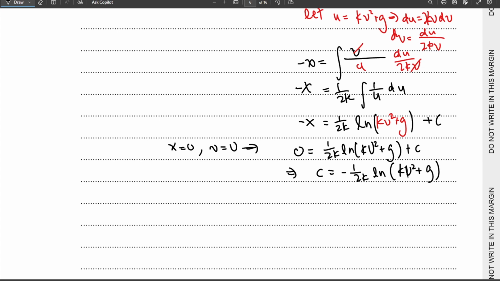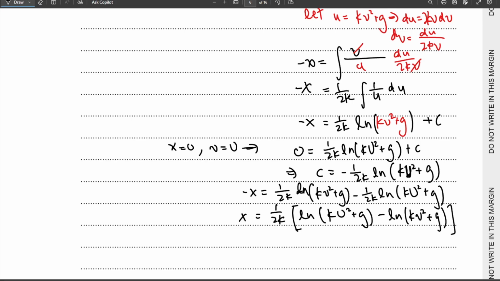squared plus g. This is a u, not so good using v and u here. But anyway, this is our constant, and we'll substitute this back into the expression that we got just now. We can factor out this 1 over 2k and also cancel out the negative on the left hand side by multiplying the whole equation by negative.